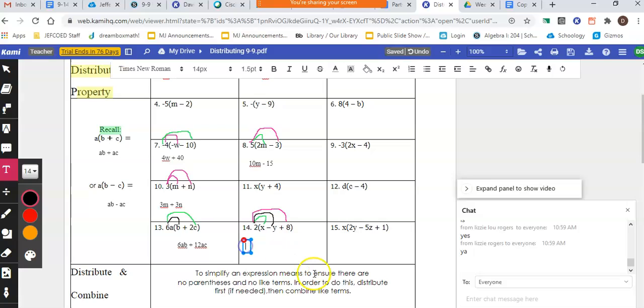Okay? All right, so putting this in, 2 times the x, we have 2x. 2 times that negative y, that's going to be a negative 2y. And then we also have the 2 times that positive 8, which is going to be a positive 16. Is everybody good there? All right, I'm going to pause.